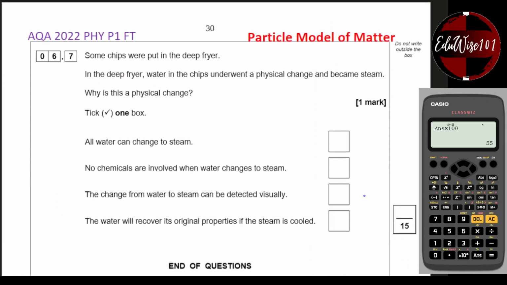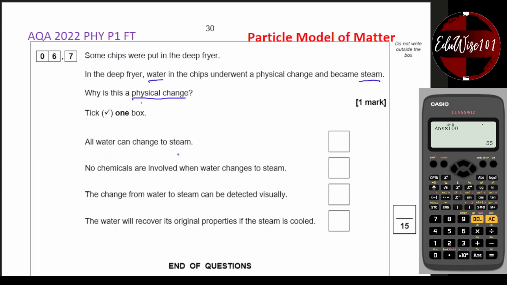Question 6.7. Some chips were put in the deep fryer. In the deep fryer, water in the chips underwent a physical change and became steam. Why is this a physical change? So a physical change is when you can change it back to what it started off. So water is changing into steam, right? And if you cool down the steam, you will get the water back again. So why is this a physical change?